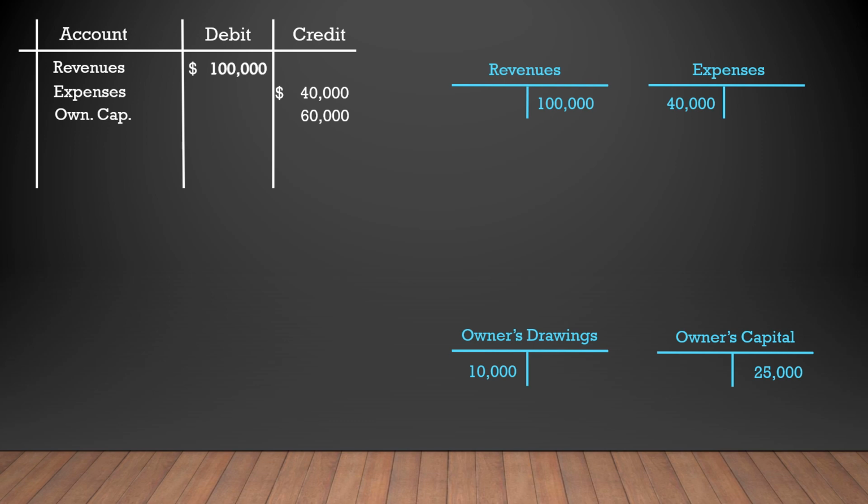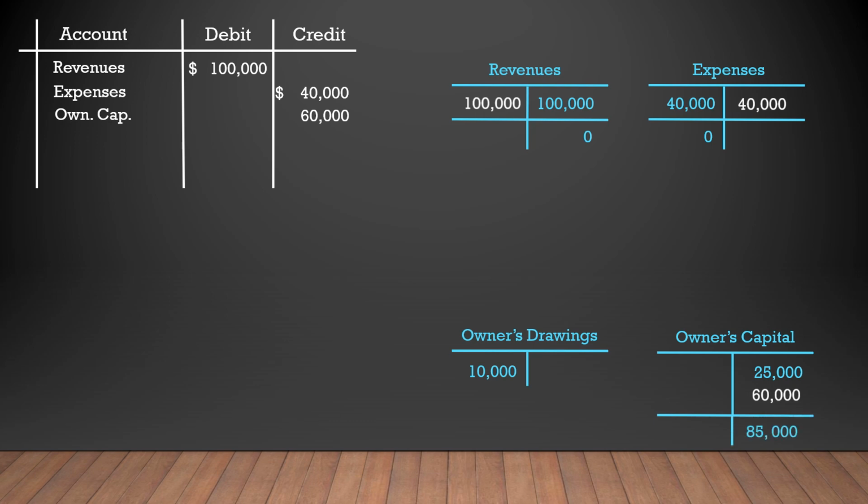The debit from revenues will reset that account to 0. The credit to expenses will do the same, and owner's capital will increase by an amount equal to the year's net income. We then close out drawings with a credit and debit its balance to owner's capital. We post to our ledger accounts, and owner's drawings returns to 0, and owner's capital arrives at an ending balance of $75,000.